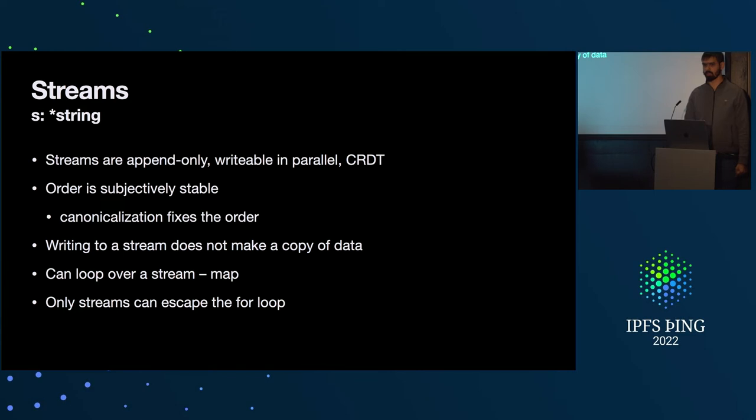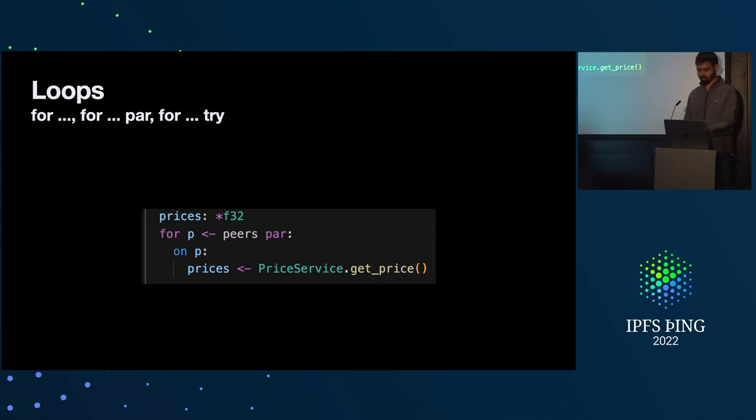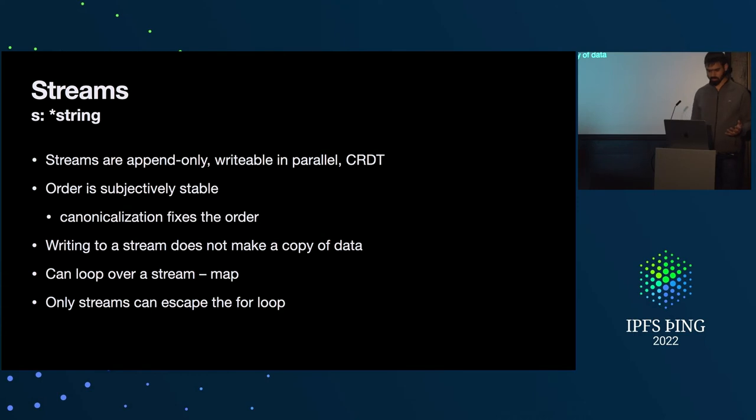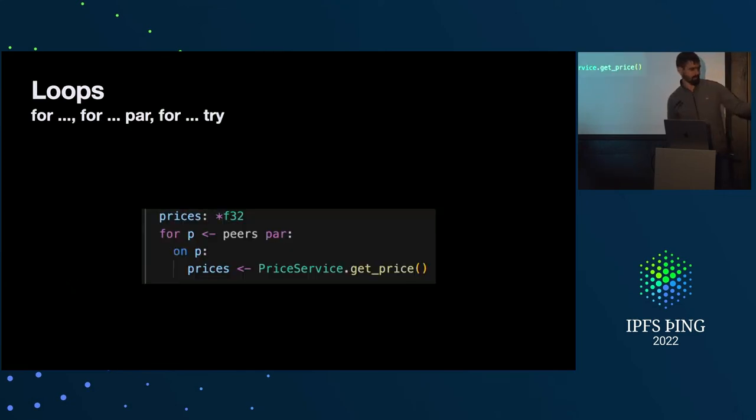You can loop over a stream doing map, and it could be done in parallel as well. So you can react to new data using a for loop on top of the stream variable. And you can write to this stream variable from the inside of the for loop as well, hint: back pressure and all this stuff. So this concept is super powerful. Only streams can escape the for loop. The namespace inside the for loop is isolated. You cannot use these variables outside because it's not clear which one you want to use. So only the streams can be used.